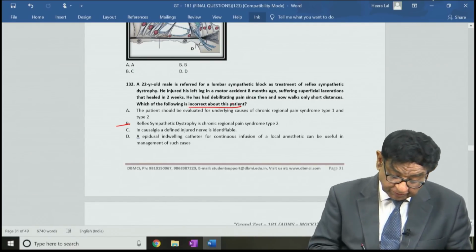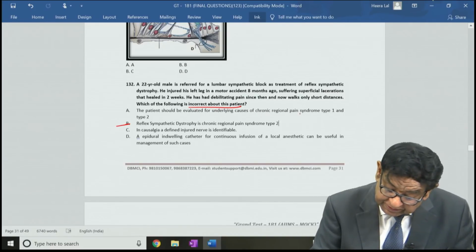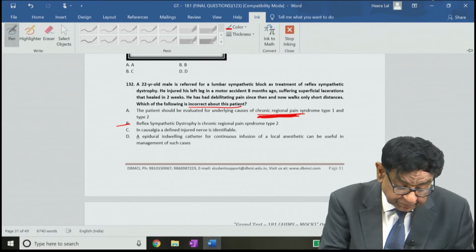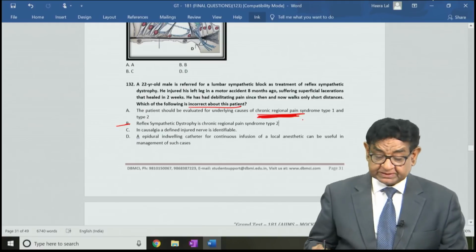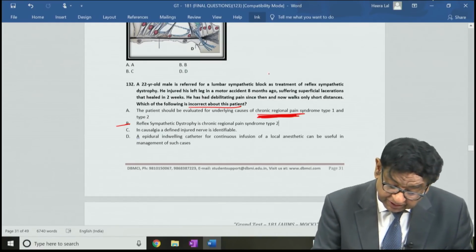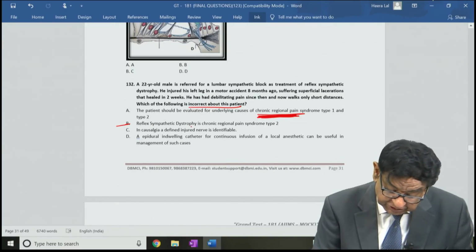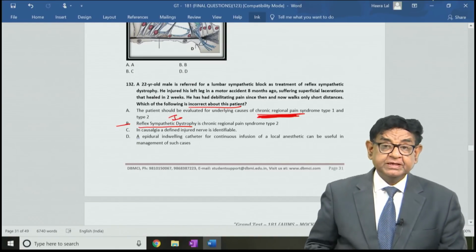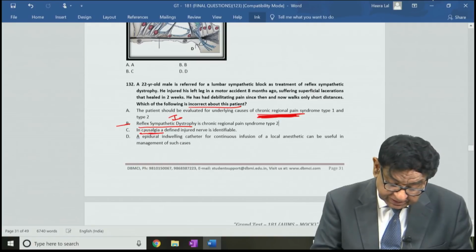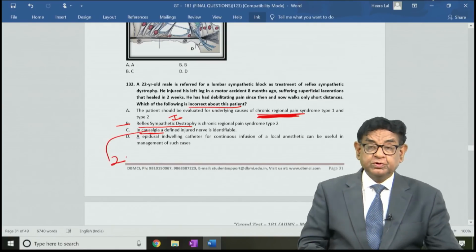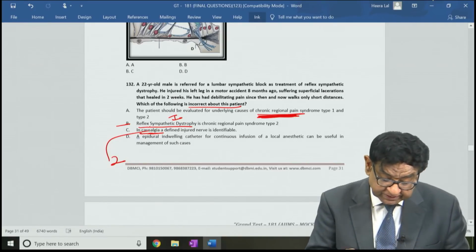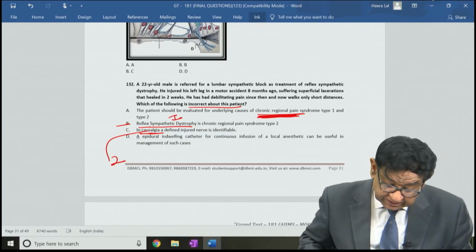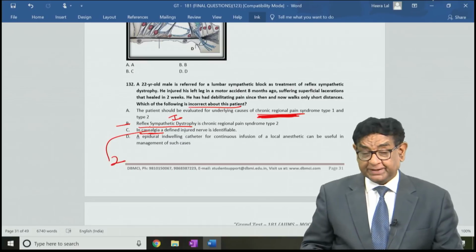Well, first of all, you should know, we have chronic regional pain syndrome. We have two types of this pain, type 1 and type 2. As far as type 1 is concerned, this is so-called reflex sympathetic dystrophy. This is type 1. Causalgia, this is type 2. So the answer B is not correct. That is not called syndrome 2. That is type 1.